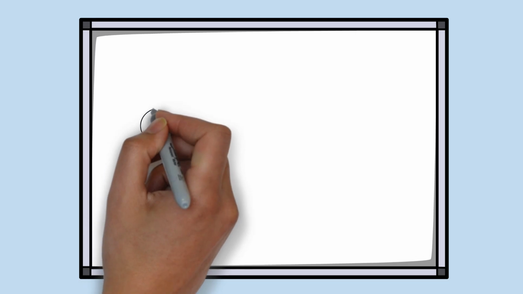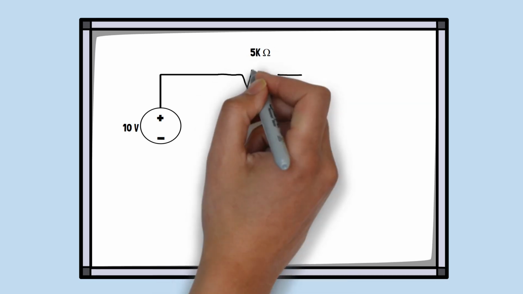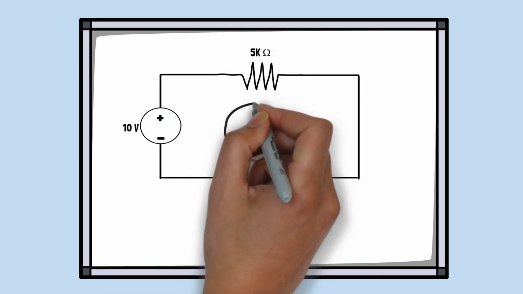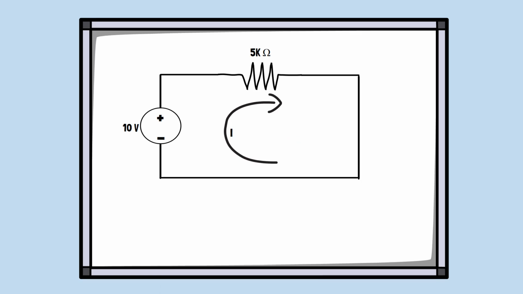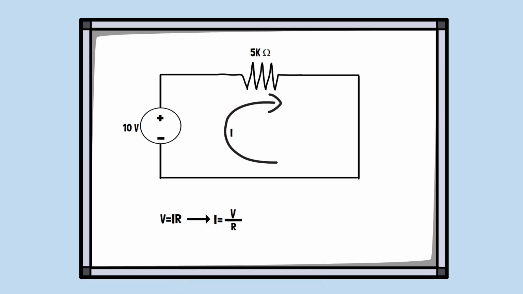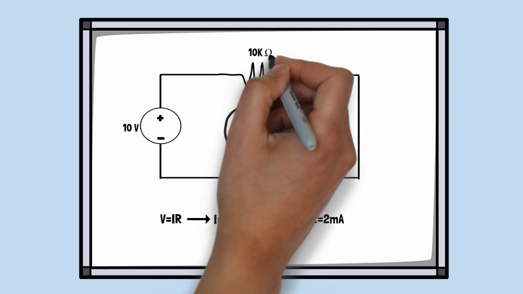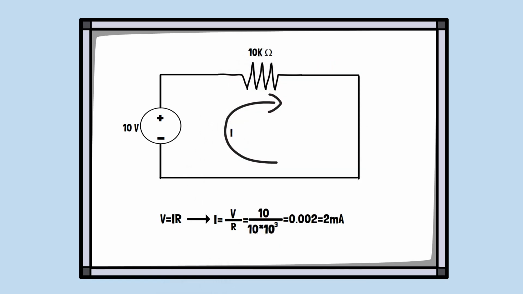Let's take a quick look at this circuit here. We have a power source of 10 volts connected to a 5 kilo ohm resistor. Let's draw the current to be flowing clockwise, and to find the current, we'll just rearrange the formula from Ohm's law to get I equals V over R. This means that the current I is equal to 10 over 5, which is 2 milliamps. And if we increase the resistor value to something bigger, such as 10 kilo ohms, then the current decreases down to 1 milliamp.